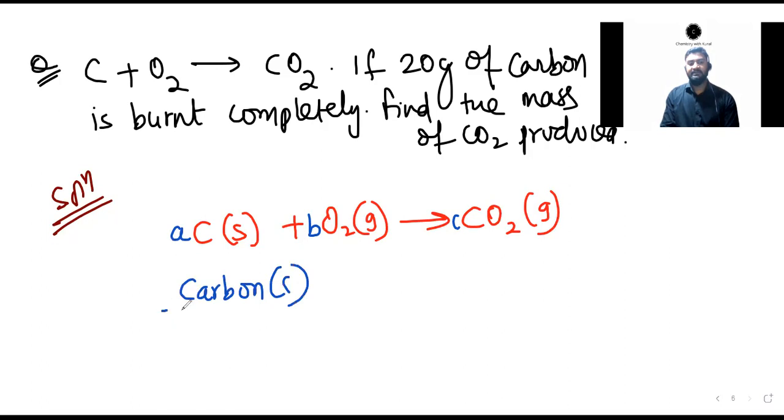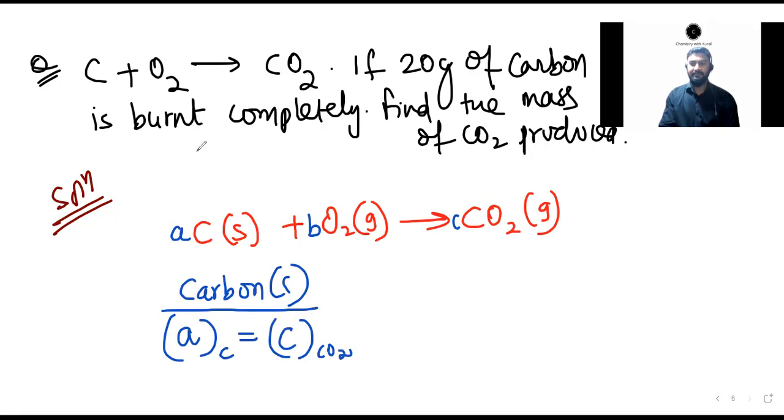Carbon atoms on the left hand side, we have A into 1, A, because of carbon. Carbon on the right hand side is C because of CO2, C moles. So A moles of carbon on the left, and on the right hand side we have 1 mole of carbon, so C, because of CO2. Now, how to find moles? Number of moles is nothing but given mass by molar mass, right?